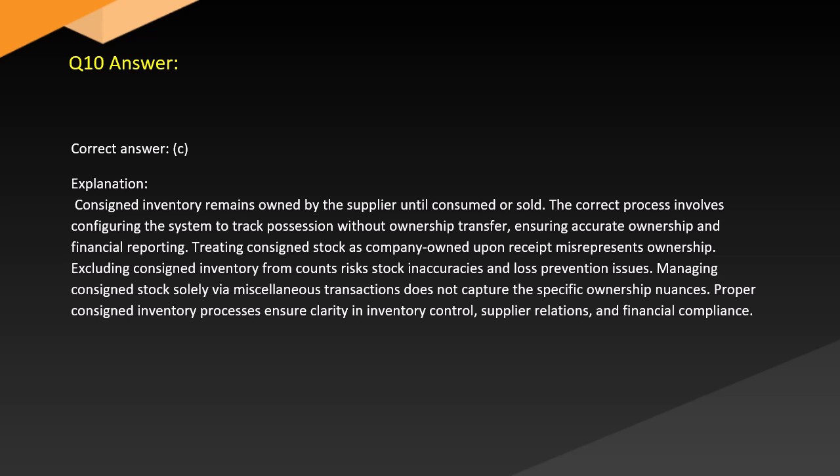Answer. Correct answer. C. Explanation. Consigned inventory remains owned by the supplier until consumed or sold. The correct process involves configuring the system to track possession without ownership transfer, ensuring accurate ownership and financial reporting. Treating consigned stock as company-owned upon receipt misrepresents ownership. Excluding consigned inventory from counts risks stock inaccuracies and loss prevention issues. Managing consigned stocks via miscellaneous transactions does not capture the specific ownership nuances. Proper consigned inventory processes ensure clarity in inventory control, supplier relations, and financial compliance.